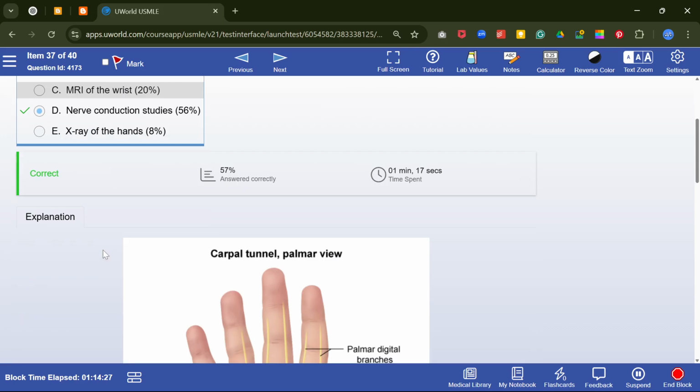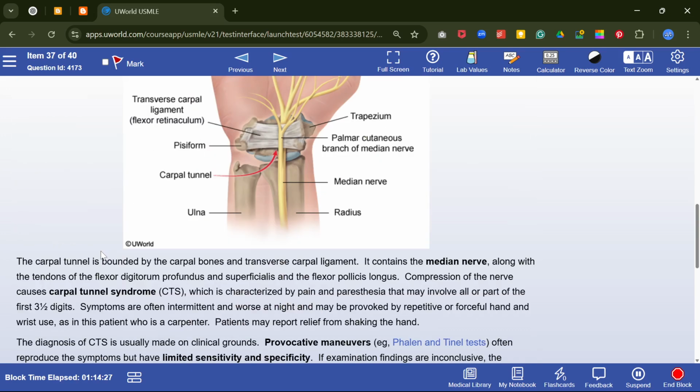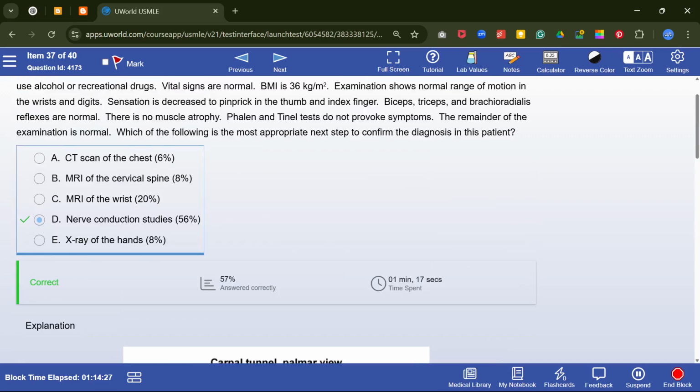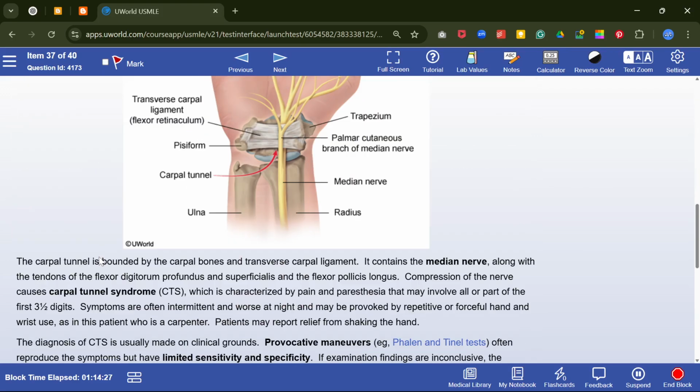Okay, it's carpal tunnel. The carpal tunnel is bounded by the carpal bones and the transverse carpal ligament. It contains the median nerve along with tendons of the flexor digitorum profundus and superficialis and flexor pollicis longus.